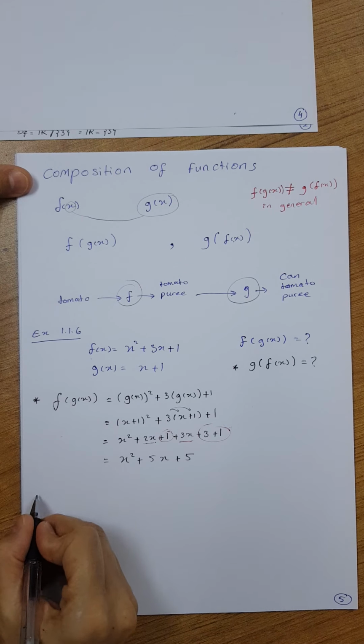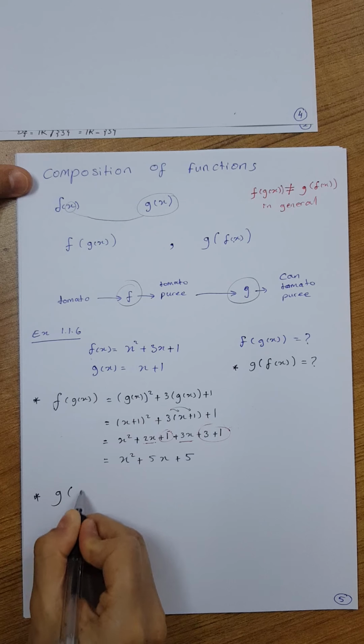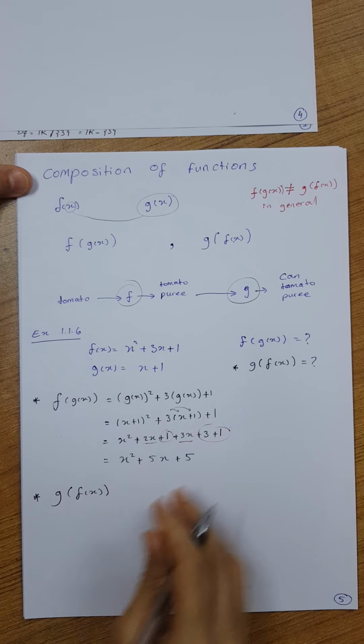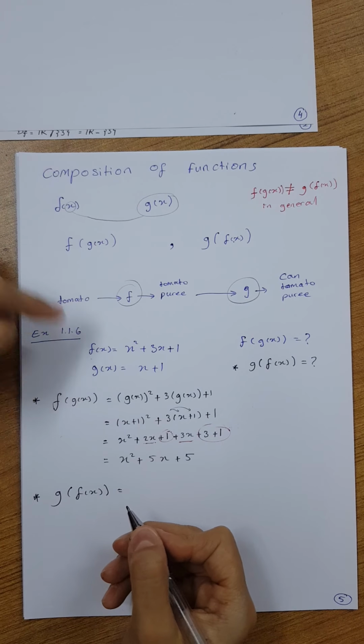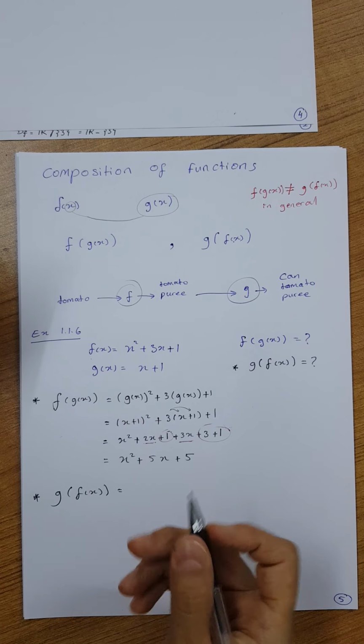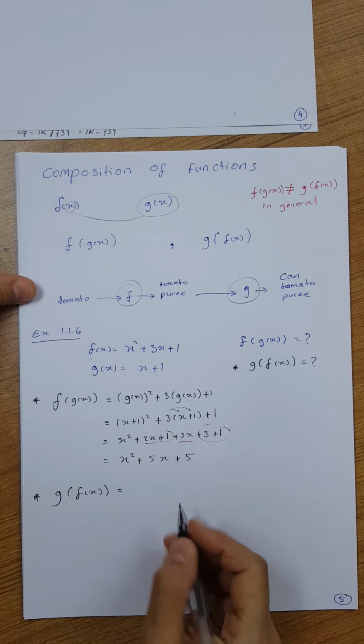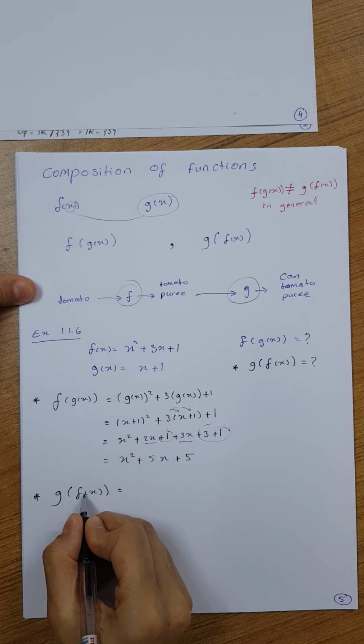Let's find g of f of x, to see whether those two are equal to each other or not. What does that mean? That means instead of every x in g, I have to put f. What is g of f of x?